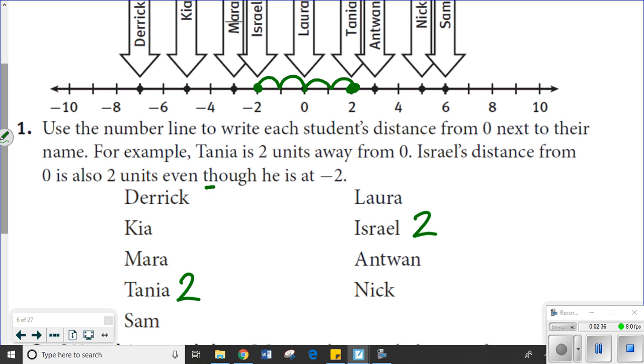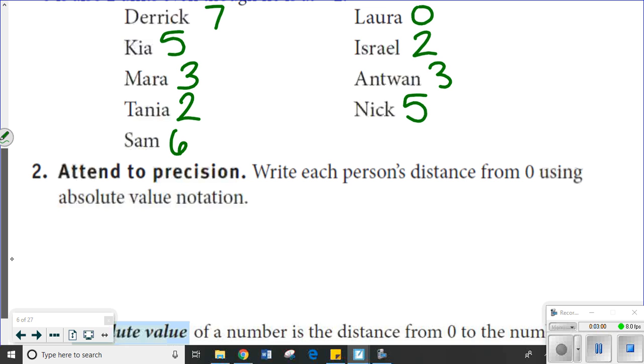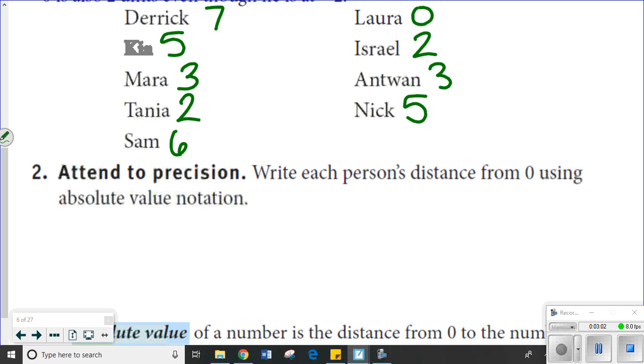So Derek is 7, Kia is 5, Mara is 3, 6, 0, because Laura is standing on 0, Antoine is 3, Nick is 5. So you might have found in your research that the absolute value of a number is the distance from 0 to a number on the number line. I'm reading it straight from your book.